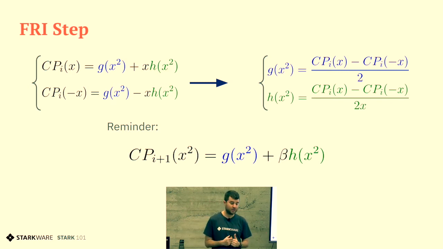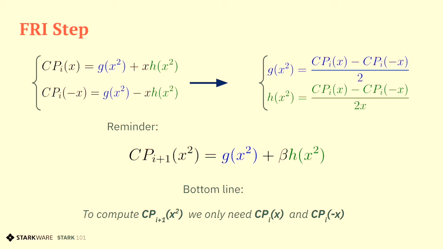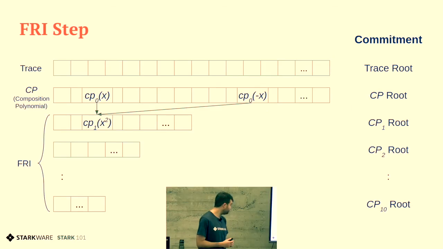It's exactly what we've seen in the last talk. So the bottom line from all those equations, and this is the main important thing here, is that we can compute CP at layer I plus 1 of x squared by only using CP at layer I of x and minus x. I'm repeating it because it's important. We can compute CP of x squared at layer I plus 1 with only CP of x and minus x at layer I. So how are we going to use it?